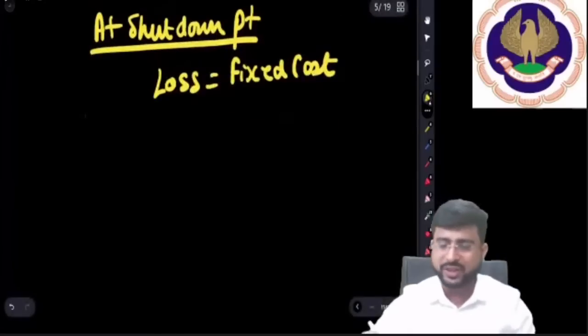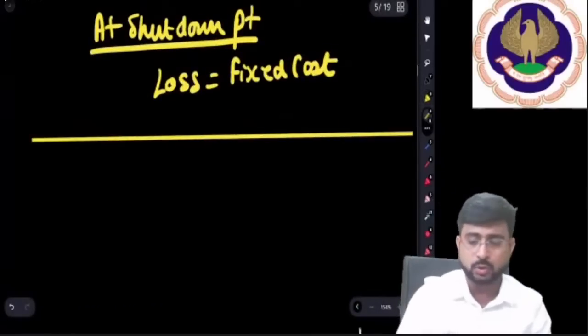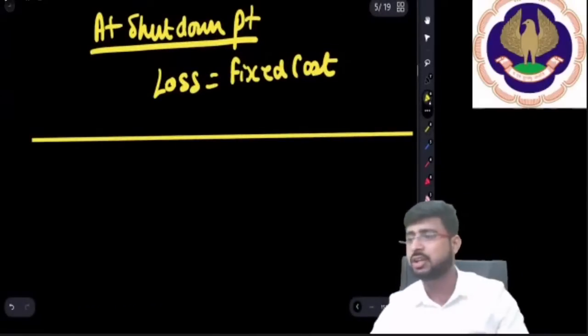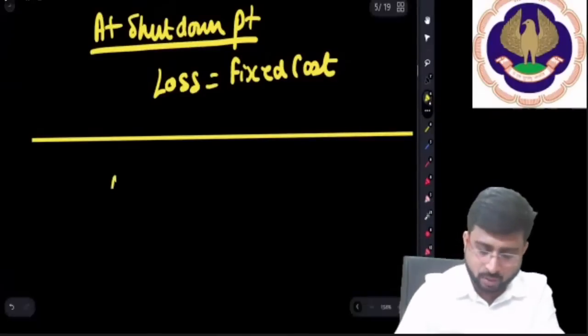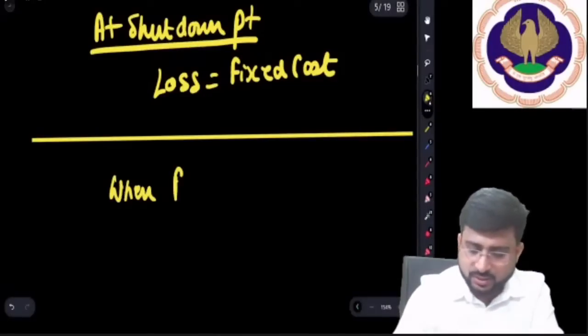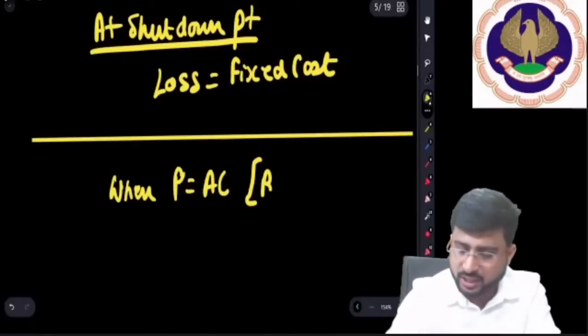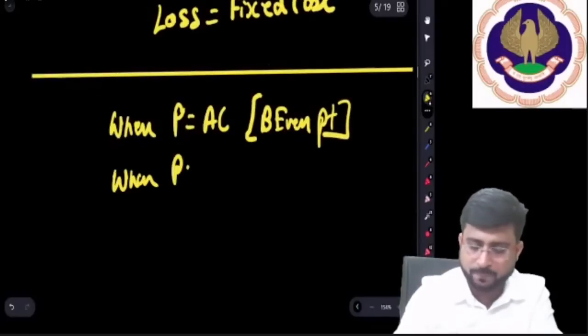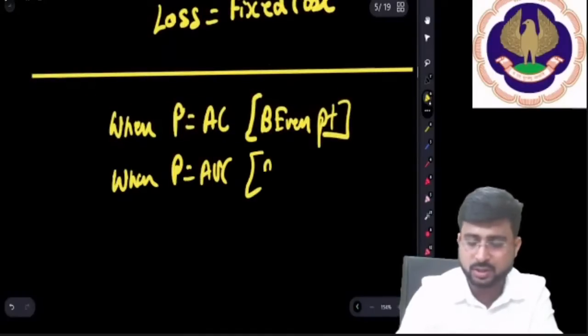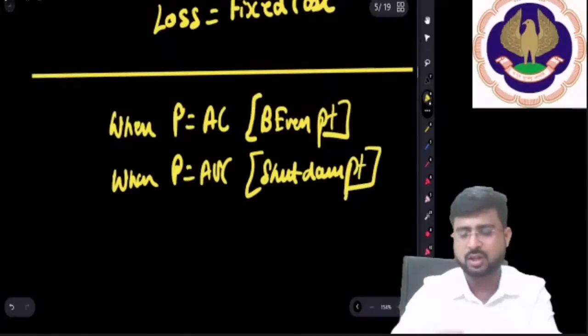Friends, I will repeat it for you. Write it down, and then one more thing I will teach you. Pay attention. When price is equal to average cost, this is indicative of the break-even point. But when price is equal to average variable cost, my lovely friends, that is indicative of the shutdown point.